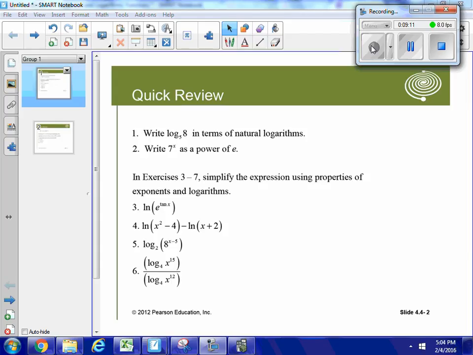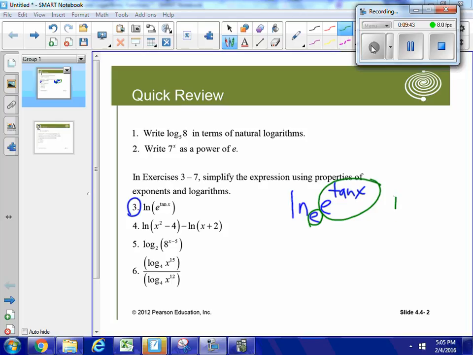Let's take a look at number 3. I want to know the natural logarithm of e to the tan x. So just so you can see this a little bit better, I'm going to write this as ln, I'm going to put in my base e, and then I'm going to go e to the tan x. So the logarithm is asking me a question. It's saying, what exponent do I need to put on base e to get e to the tan x? Well, the answer is tan x. So that is the answer to number 3.